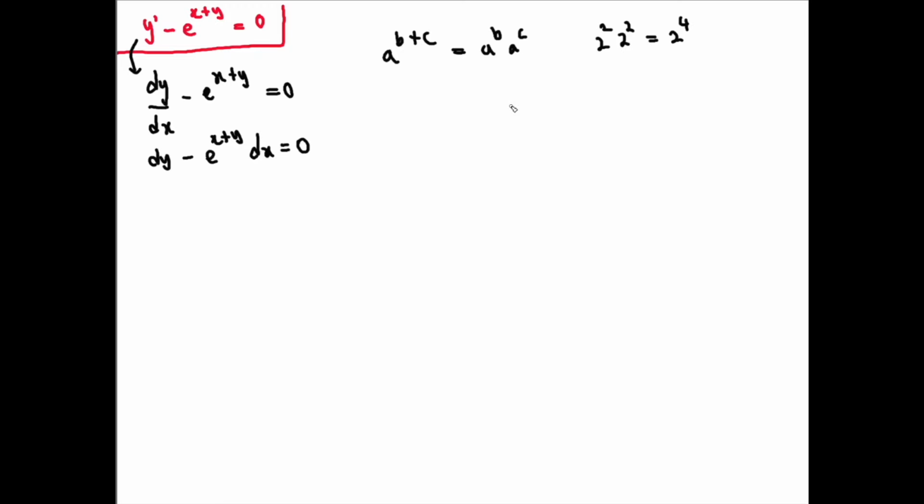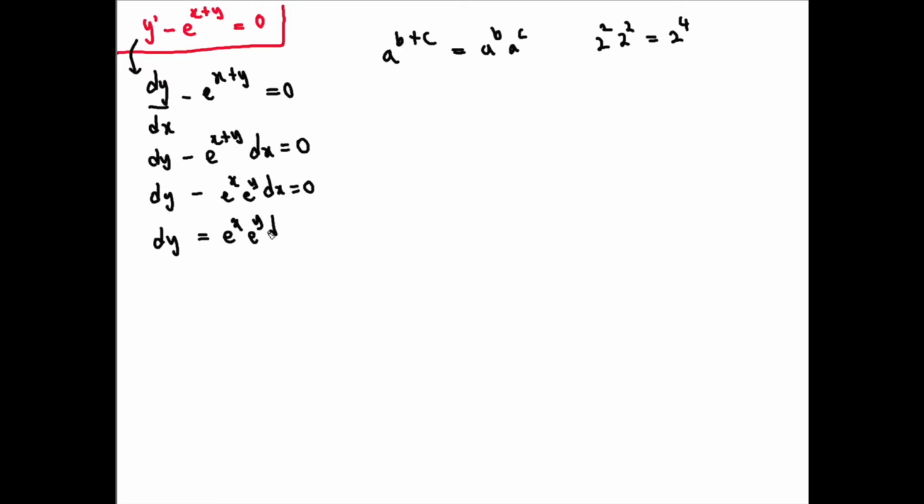Okay, so now I'm just going to do the same thing here. I'm going to say dy minus e to the x, e to the y, dx equals 0. Remember, e is just a number, so the same principle applies. Now I can bring this whole thing to the right side. That just gives me dy equals e to the x, e to the y, dx.